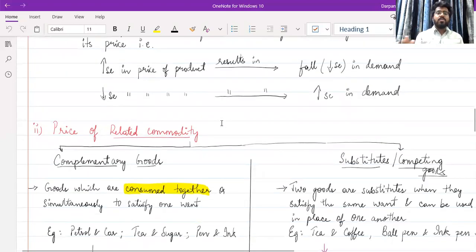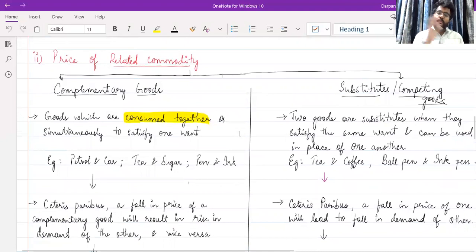The second one is price of related good. Now, this related commodity can either be a complementary good or a substitute good. What's a complementary? Complementary is something which are consumed together to satisfy one particular want, right? What is a substitute? Substitutes are fighting with each other in order to satisfy the same want, right? So they satisfy the same want and can be used in place of one another. So they'll be fighting with each other to satisfy the same want.